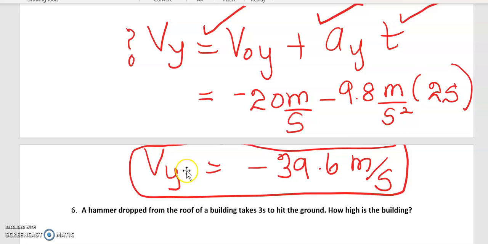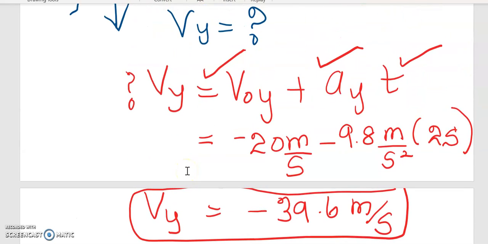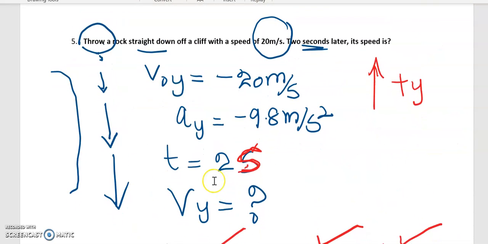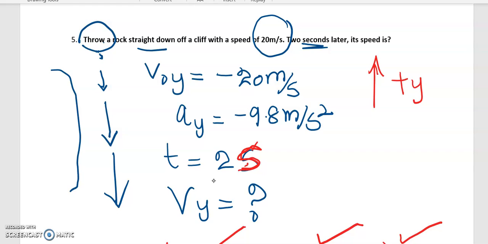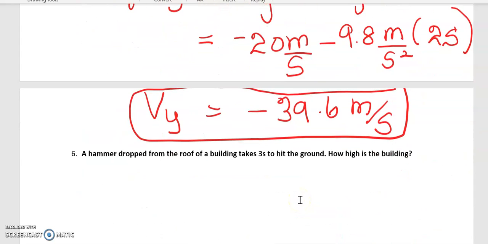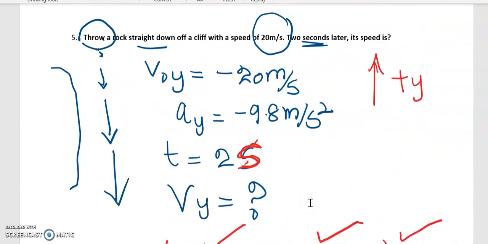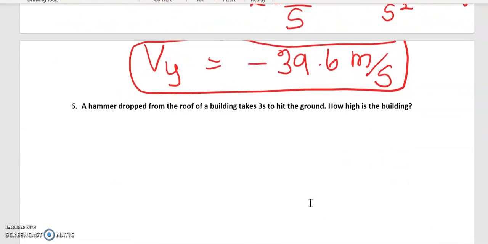Alrighty. You can see, as we expect, it's a negative value, and also as we expect, it's greater than the initial 20, because when the object is moving down, it's speeding up. Velocity is down, acceleration is down. Same sign for velocity and acceleration, so the object is speeding up. Makes sense: initial velocity is 20, final is greater than that, 39.6. Okay, so our answer makes sense.